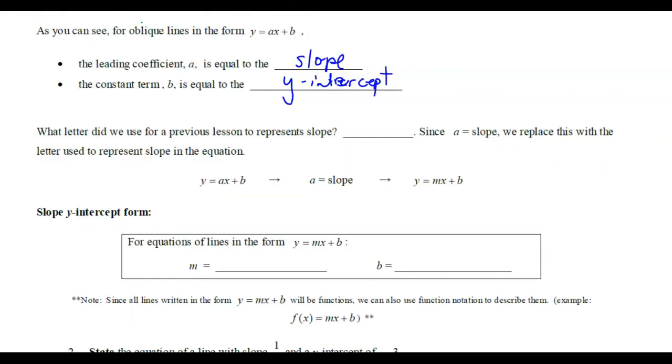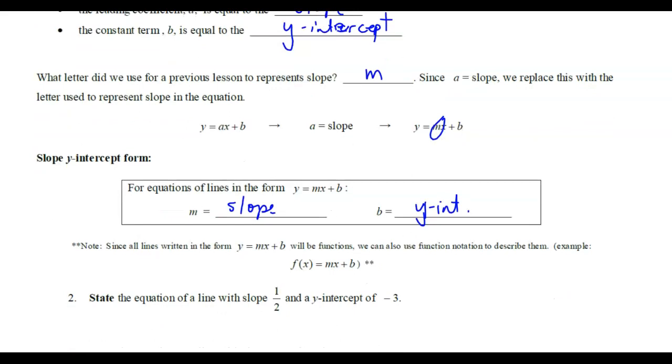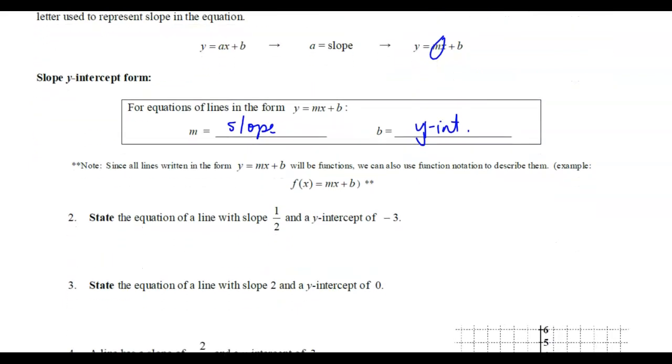What letter did we use in a previous lesson to represent slope? We used m. So now, since a was our slope, it's going to be m. That's usually what's used for slope. Okay, memorize it. You'll use it forever now if you continue to take math, right? Why is it the letter m? Yeah, I'm not sure.